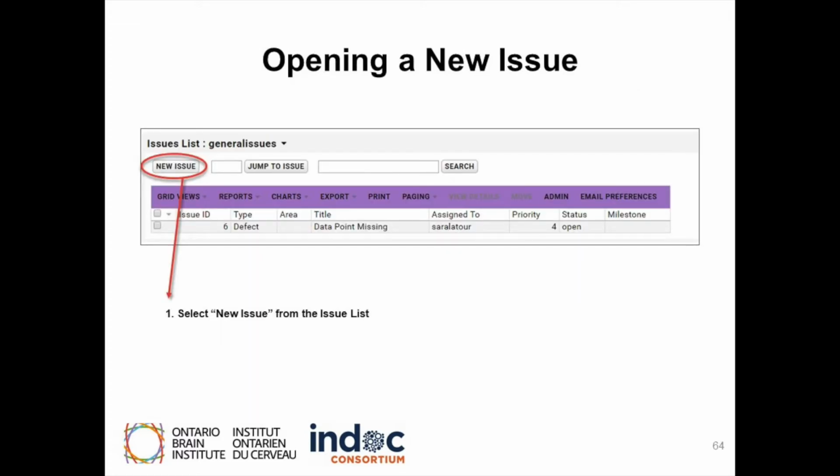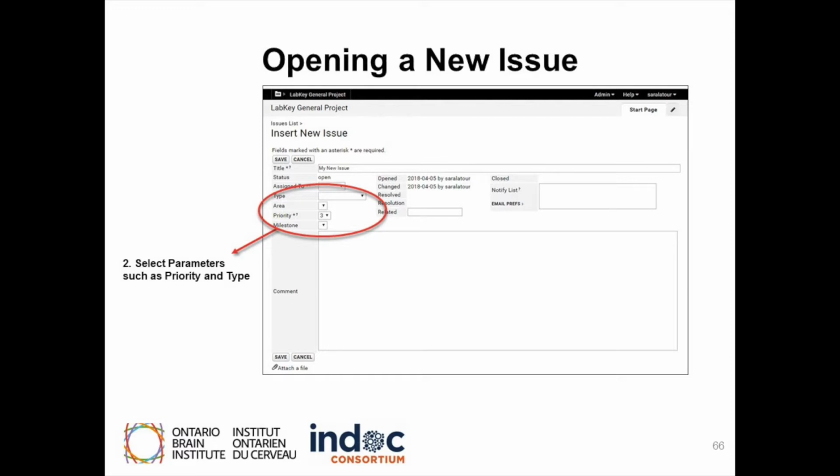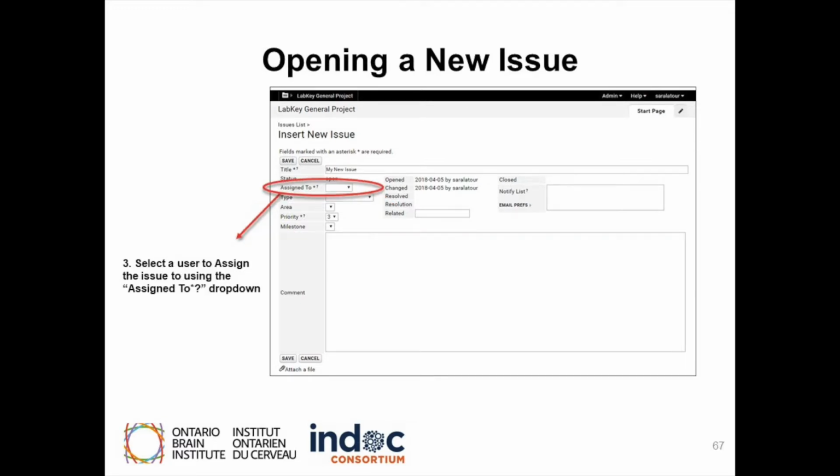Let's talk about how to create a new issue within LabKey. Select the New Issue button from the Issues list. Create a title for your issue. Select the priority of the issue, the category the issue belongs to from the drop-down menus. Then, choose a user the issue will be assigned to from another drop-down menu.